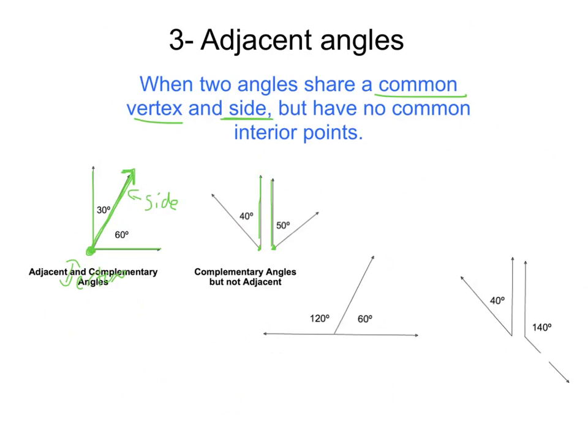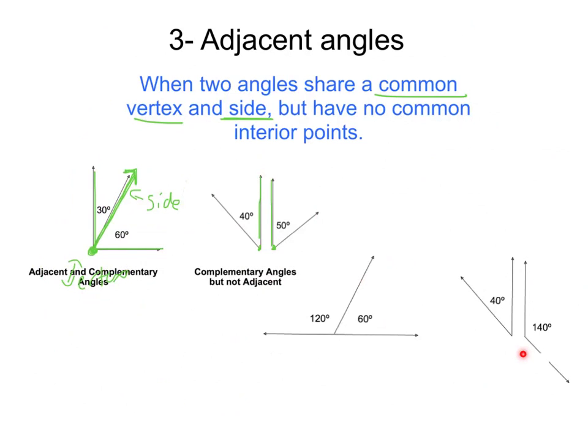So if we look at our example right here, and let me see if I can move that up a tiny bit. Whoops, guess not. We see that this example right here is adjacent and complementary, but this example right here is complementary, but they are not adjacent. Now I hope that you can look at these supplementary examples and determine which ones are adjacent and which are not.